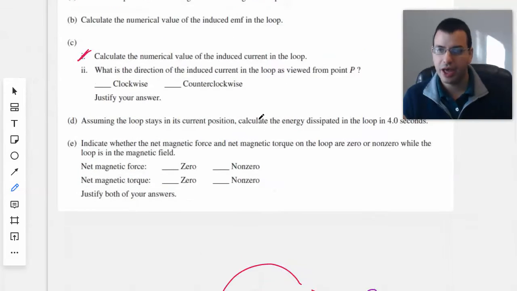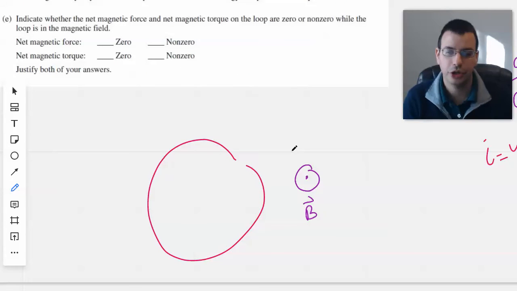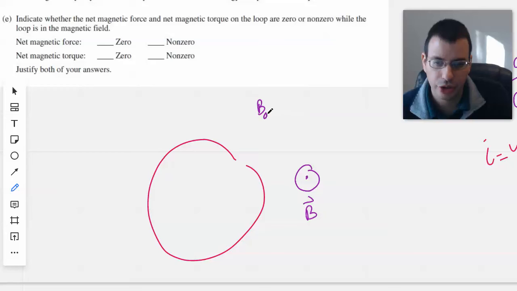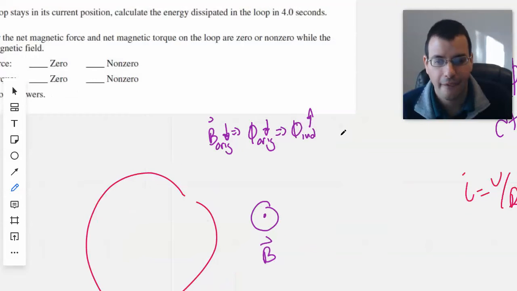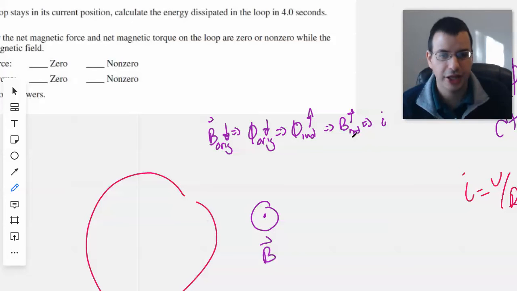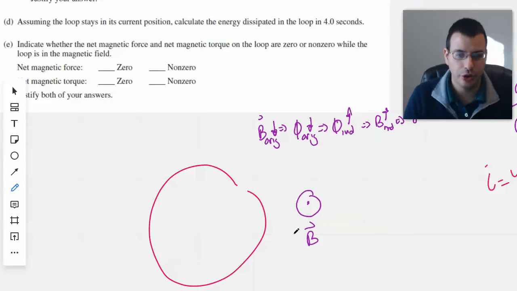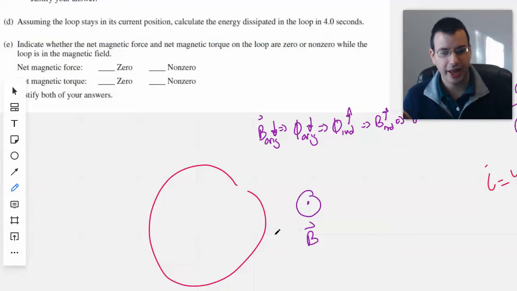Okay, and we know that the magnetic field is lowering. So the magnetic field, original, is lowering. Therefore, the flux, original, is also lowering. Therefore, the flux induced will rise. Therefore, magnetic field induced rises. Therefore, the current will be in the direction that reinforces the field. So we know the direction is coming out towards us.